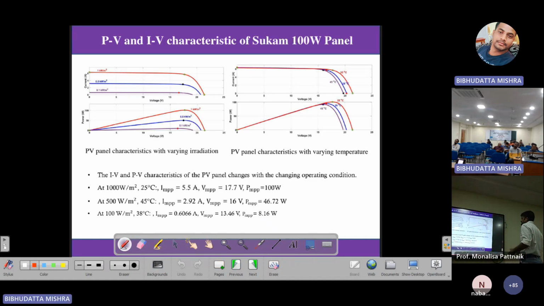Then I plotted this for a 100 watt SUCAM panel, which is there in my lab. From here you can see that when we change the irradiation, the current is almost proportional, but not the voltage. It is not that the voltage is constant; there is a variation in the voltage. And if I keep the irradiation constant and vary the temperature, then there is a variation in the open circuit voltage. Although there is a variation in the short circuit current, that is very nominal.